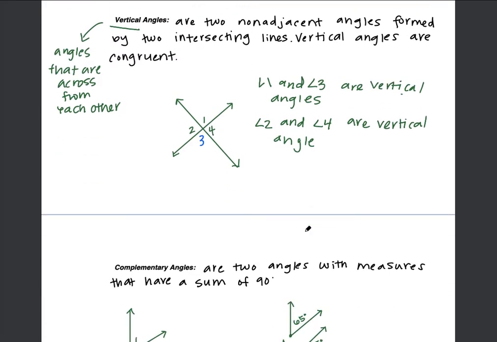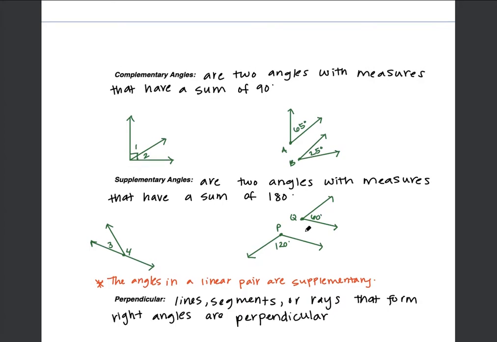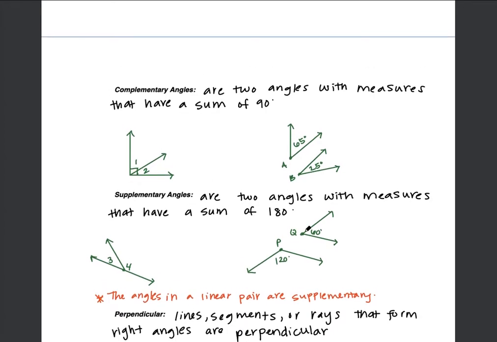Okay, let's move on. Now we're working with complementary angles. So complementary angles are two angles with measures that have a sum of 90 degrees. So sum of 90 degrees, that means that the two angles added together equals 90 degrees, okay? Let's look at this first example over here on the left. If we notice that there's this square on the inside of the angle, that means that there is a right angle, right? So that means that that's a right angle. Well, what's a right angle? A right angle is equal to 90 degrees.